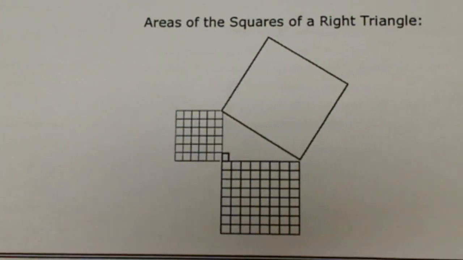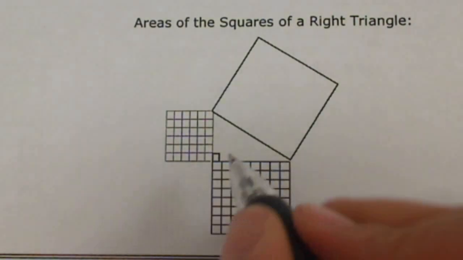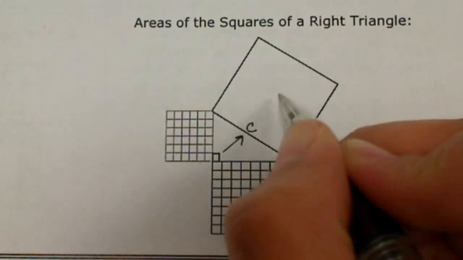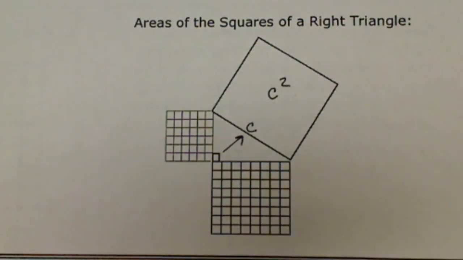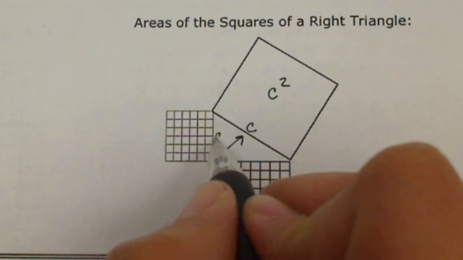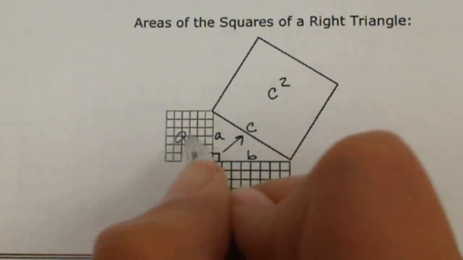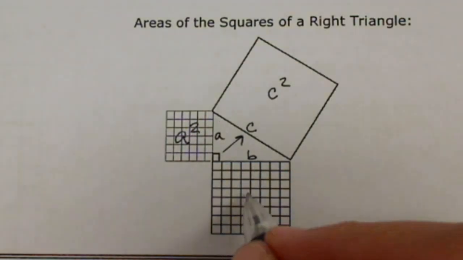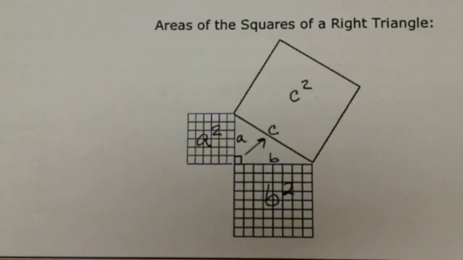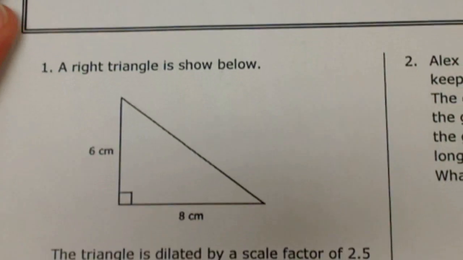This particular problem here, the areas of the squares of a right triangle, let's just go ahead and label the squares. So I'm going to find the right angle. Across from the right angle is C. So that means this square is C squared. And I have the two legs connected at the right angle. So I know that this side is A and this side is B. That means that this square is represented by A squared and this square is represented by B squared. Okay, so that's just a really quick review of Pythagorean theorem. Let's go ahead and solve some problems together.